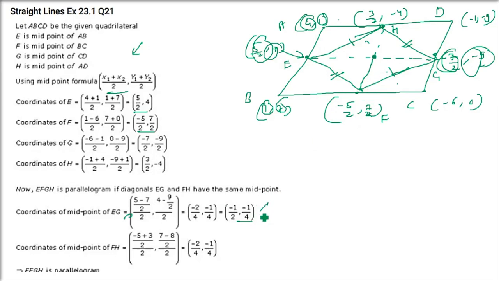EG and FH. If you see, 3 by 2 minus 5 by 2, this is ultimately minus half only, and this will be minus 4 and 7 by 2, you are going to take, just add and divide by 2, it will be minus 1 by 4. The calculation you will be able to do. I am just showing you that the midpoint is the same. Midpoints of the diagonals are the same, they are intersecting and bisecting each other. That is proving that this figure is actually a parallelogram.